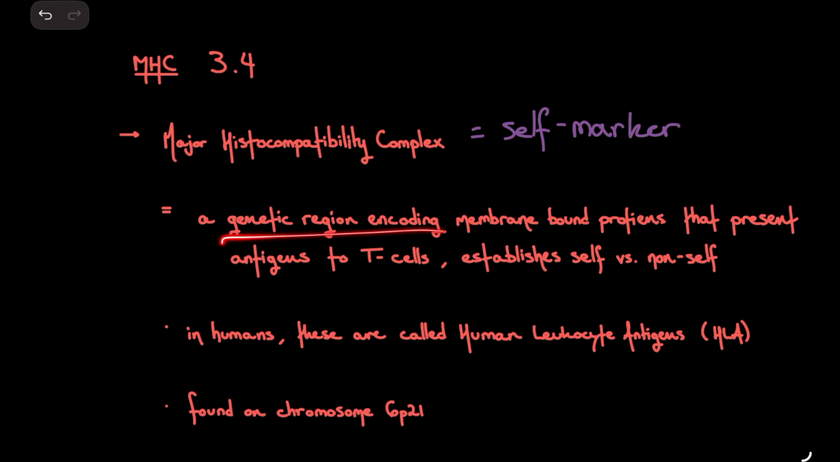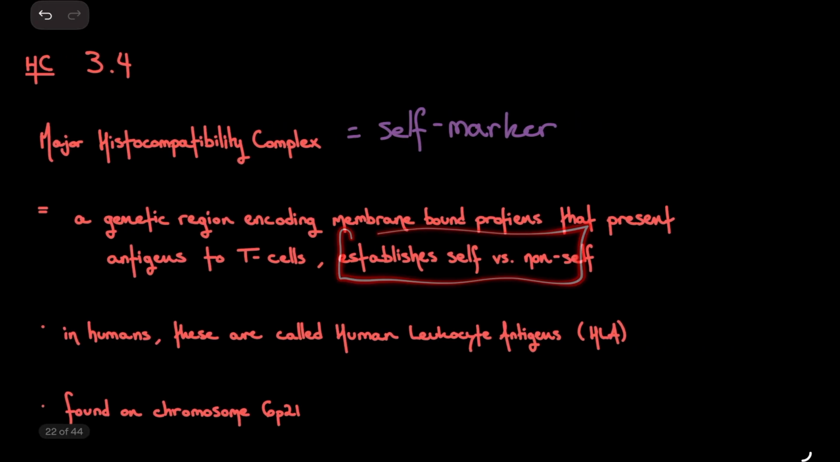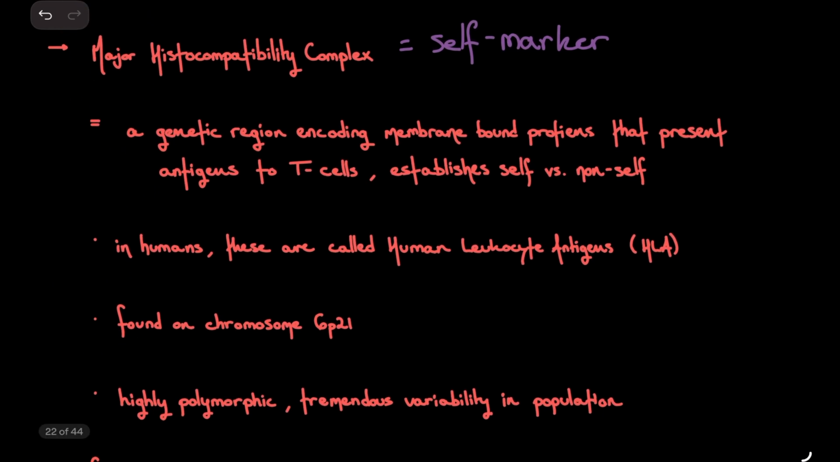This is a genetic region encoding for membrane-bound proteins that present antigens to T cells, also establishing self versus non-self. If I don't have MHC proteins off of my cellular membrane, then that is a big red flag. If that protein is messed up or not present, then that's a solid hint that that cell is either corrupted or not of my own. In humans, we call these human leukocyte antigens, HLA. So that's what the MHC codes for.